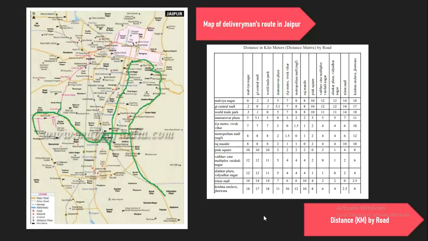As you can see on the left side of your screen right now, is the map the delivery man is using in order to deliver all the packages in Jaipur, and on the right side of the paper the author has put all the distances of the journey by road in kilometers into these tables.